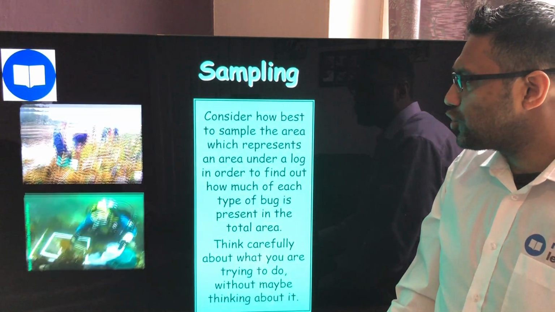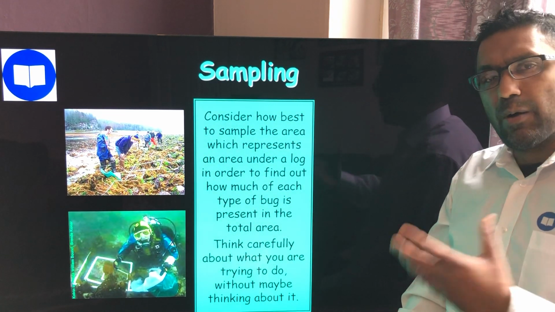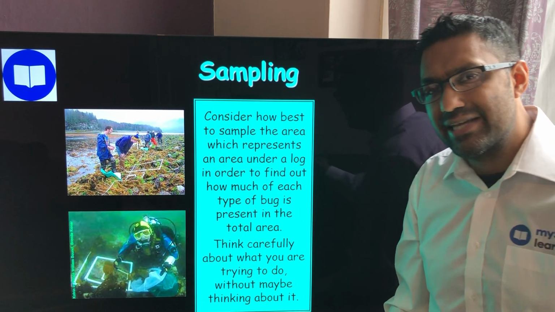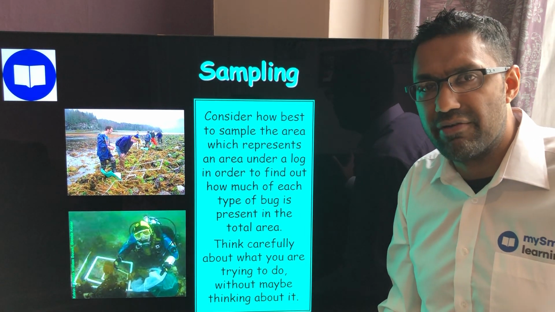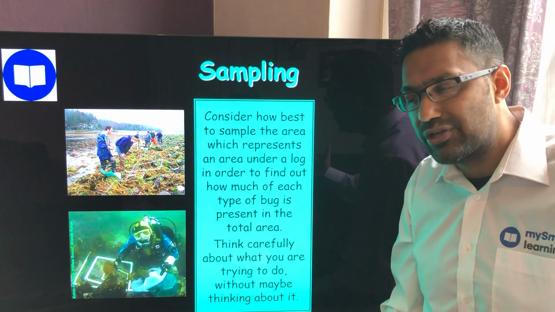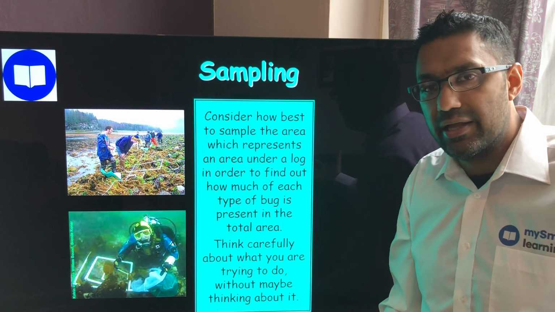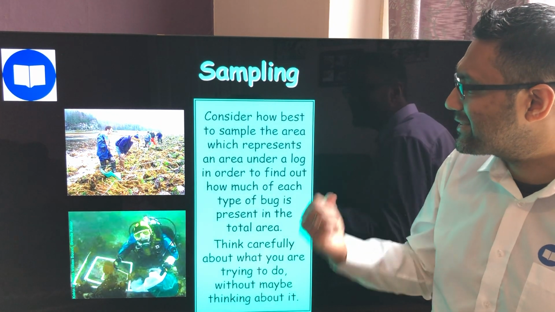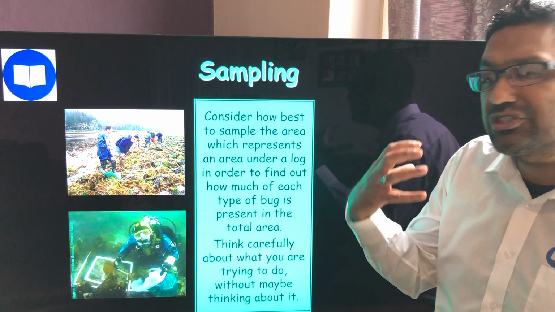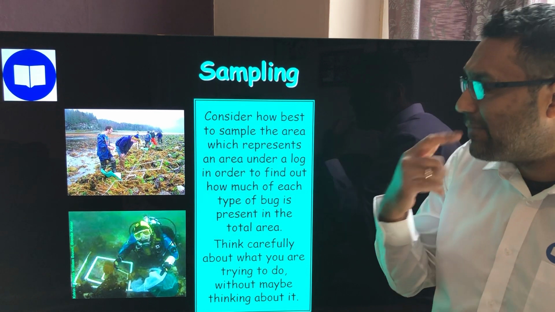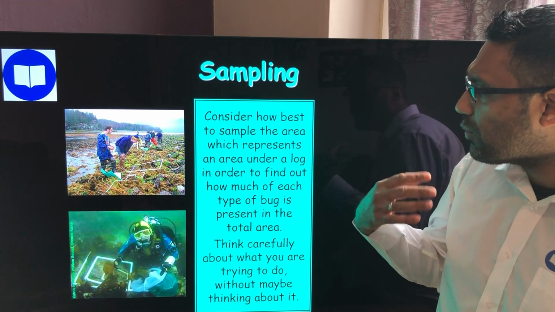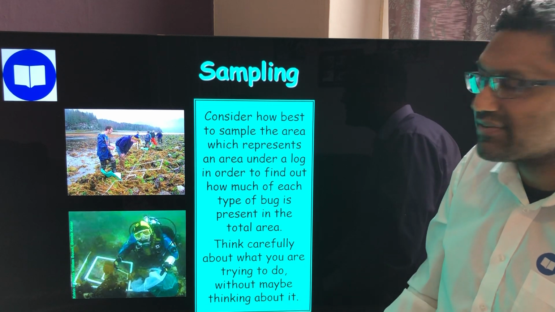Now, sampling then. When we're looking at the population, we look at the ecosystem, we take a sample, because you're not going to count every single daisy on the field. You'll be there forever. I know you've got plenty of free time on your hands, but it'll be a laborious task. So what you do is you take samples. You only count from a certain area in the ecosystem, and what we try to do is take a representative sample.